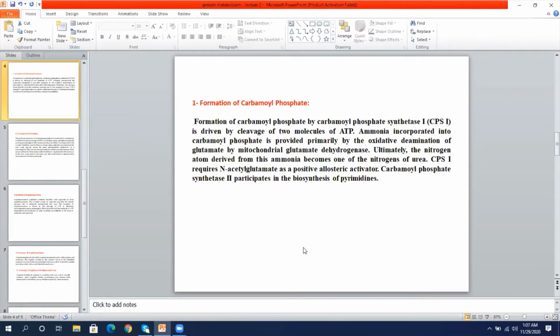In the first reaction, carbamyl phosphate synthetase 1 is driven by cleavage of 2 molecules of ATP. Ammonia incorporated into carbamyl phosphate is provided primarily by the oxidative deamination of glutamate by mitochondrial glutamate dehydrogenase. Ultimately, the nitrogen atom derived from ammonia becomes one of the nitrogens of urea. Carbamyl phosphate synthetase 1 requires N-acetylglutamate as a positive allosteric activator. Carbamyl phosphate synthetase 2 participates in the biosynthesis of pyrimidines.